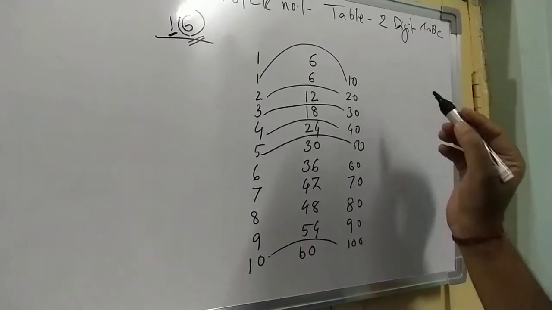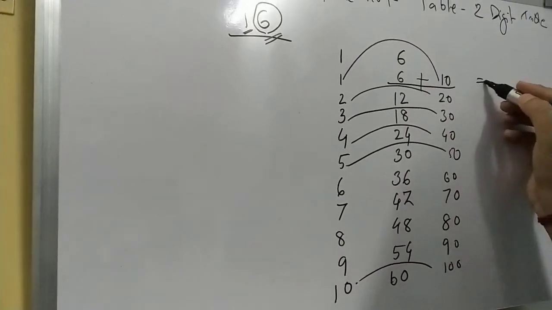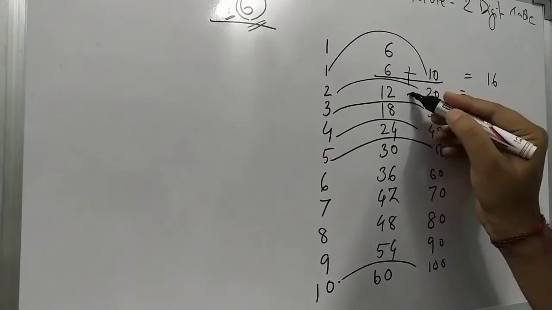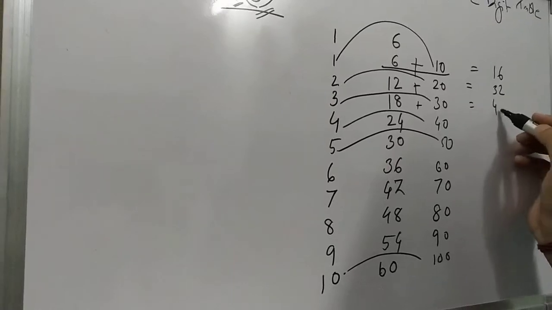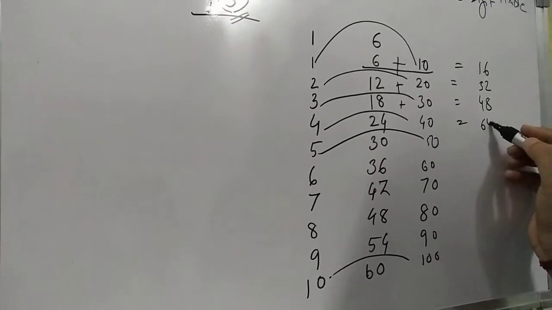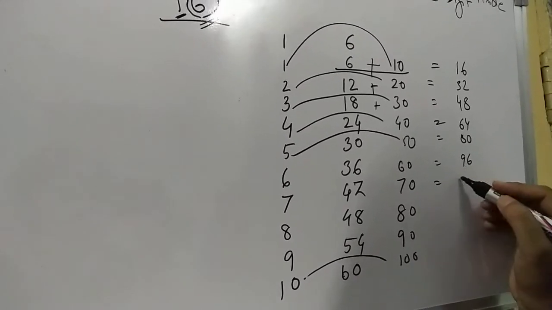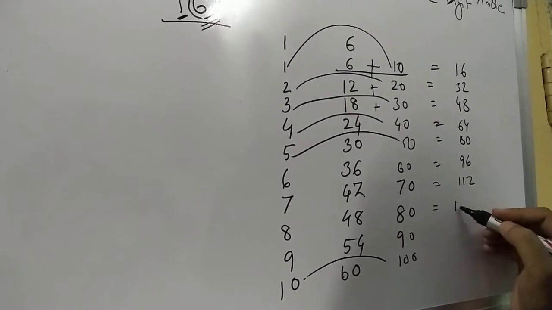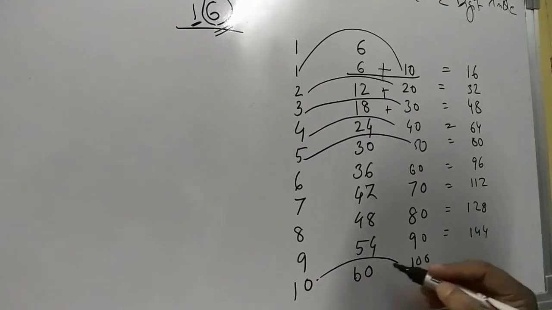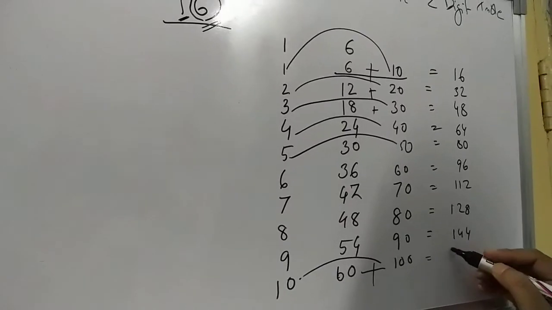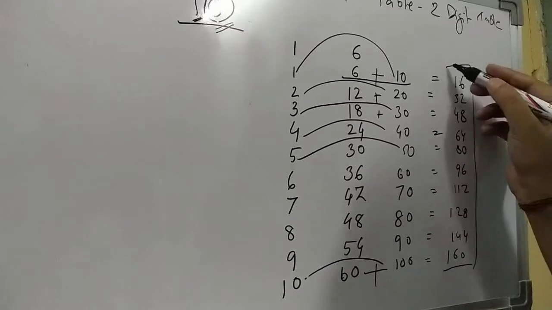Now the last and important step, that you just have to add these 2 values. So that becomes 16, 12 plus 20 becomes 32, 18 plus 30 becomes 48, next becomes 64, then becomes 80, 96, 112, 128, 144 and the last one 60 plus 100 becomes 160, and this is your table of 16.